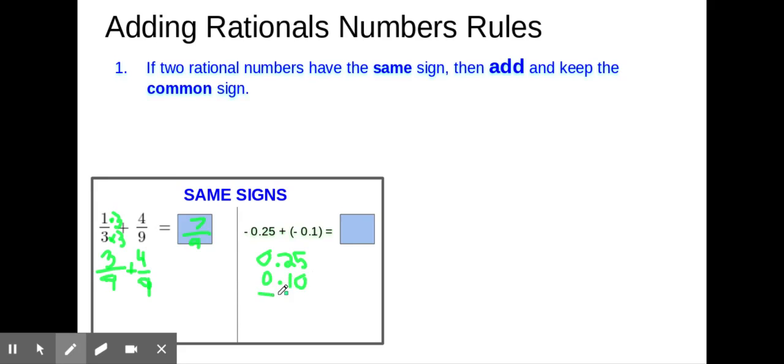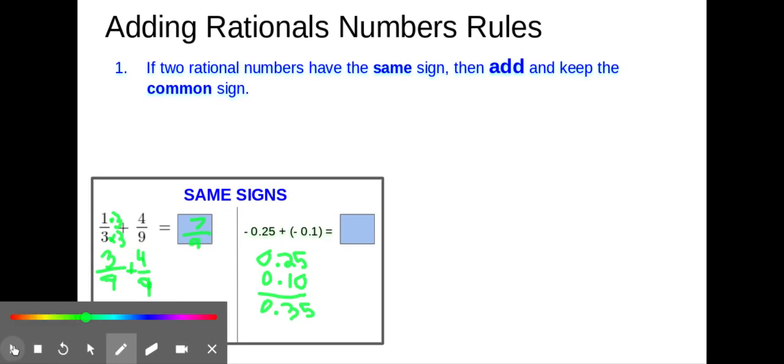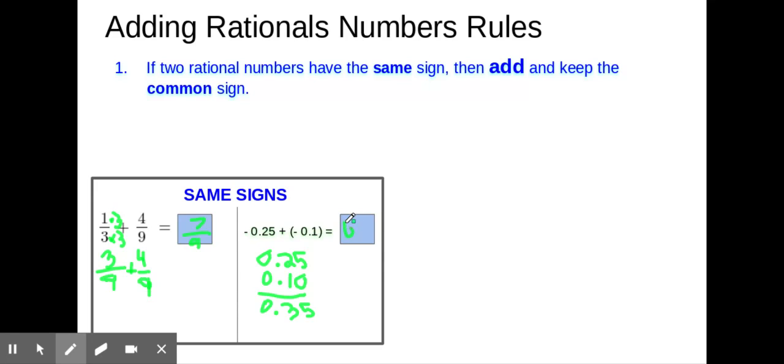So I add it together and I get 0 and 35 hundredths. So that is my answer. That is what I would put in the answer box, 0 and 35 hundredths. But I need to know if it's supposed to be positive or negative. So I'm going to look at my signs. Both of my signs were negative. Therefore, I know that my answer is also negative. So the answer is negative 35 hundredths.